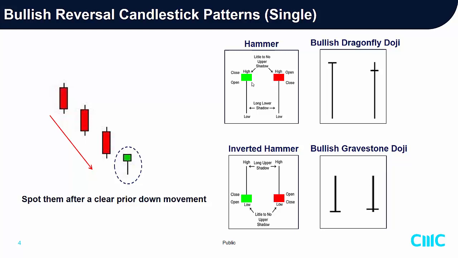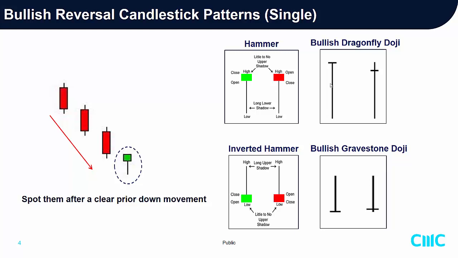It's actually a small little body where the close and open are very similar to one another in terms of the price action, and we have a long tail at the bottom. All right, so very similar to a hammer is the bullish dragonfly doji, we call it in short, where the close and the open are at the same level. But the key psychology aspect is still the same, which is the long wick at the bottom.